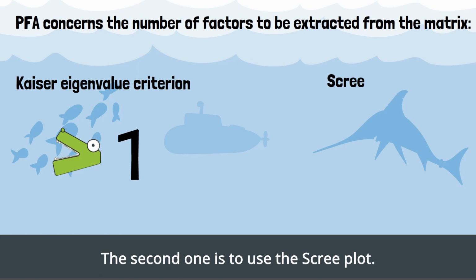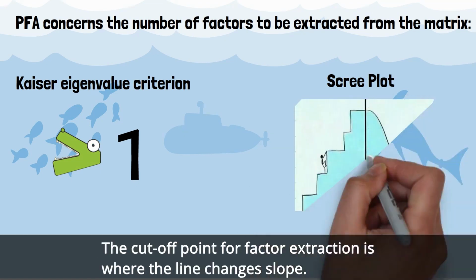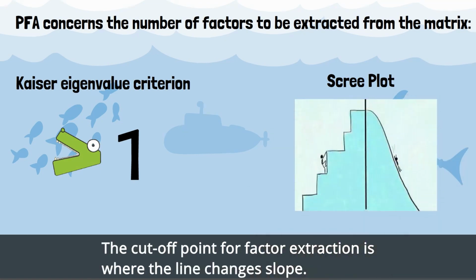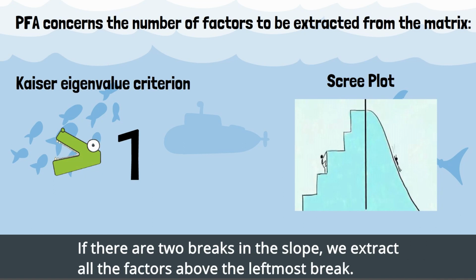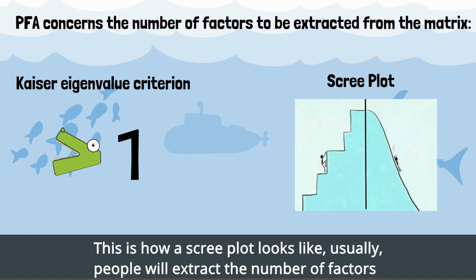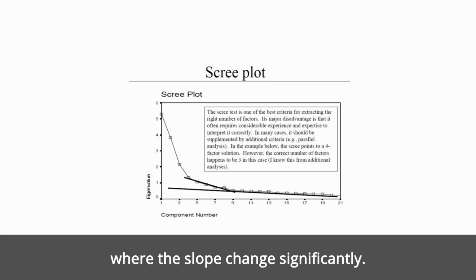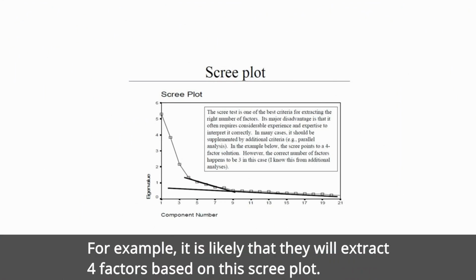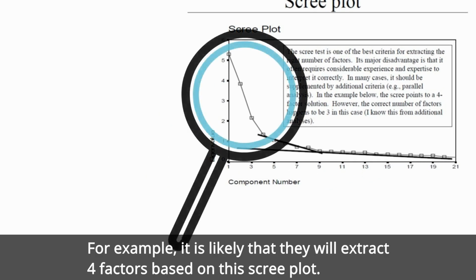The second one is to use the scree plot. Eigenvalues are plotted against the principal components. The cutoff point for factor extraction is where the line changes slope. We extract all the factors that lie above the break. If there are 2 breaks in the slope, we extract all the factors above the leftmost break. This is how a scree plot looks like. Usually, people will extract the number of factors where the slope changed significantly. For example, it is likely that they will extract 4 factors based on this scree plot.